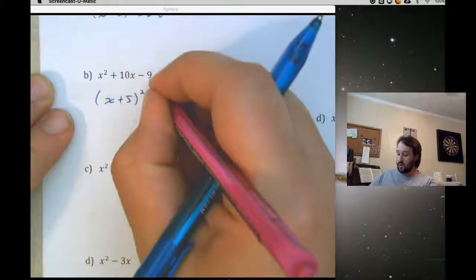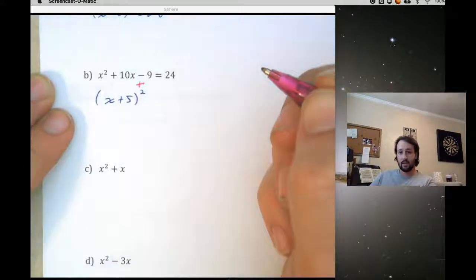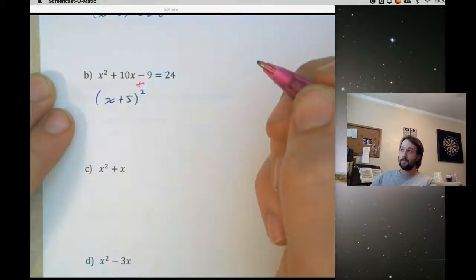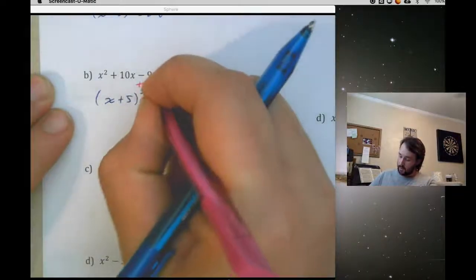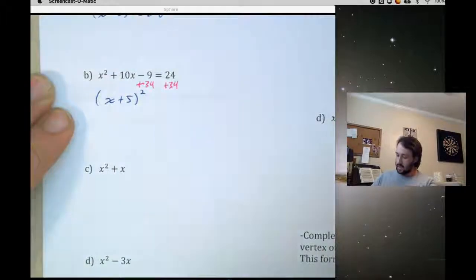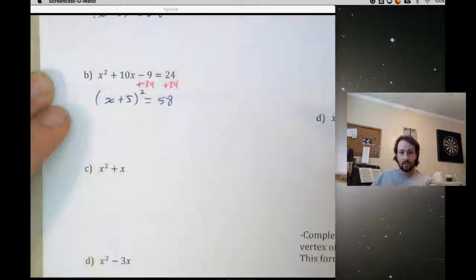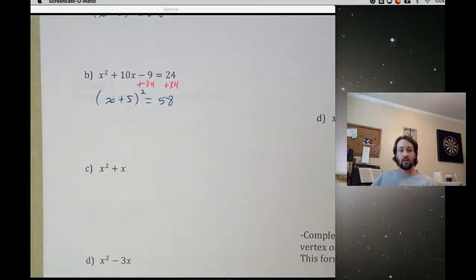So in order to get a positive 25, I need to add, think about this, 34, right? So plus 34 on both sides, so that I get (x + 5) squared equals 58, and that will be the equation that I produce when I complete the square. I did that right?